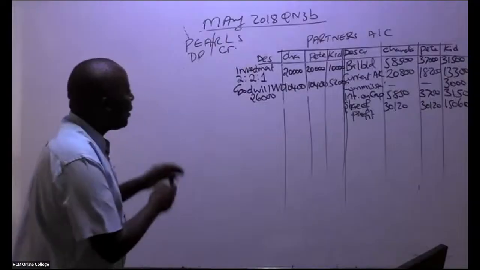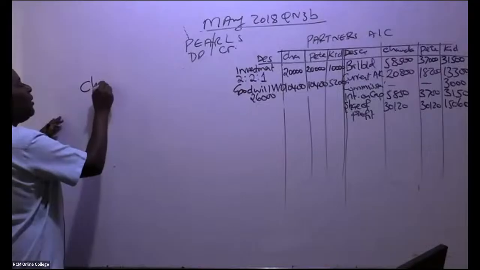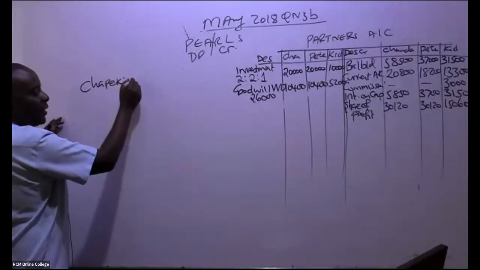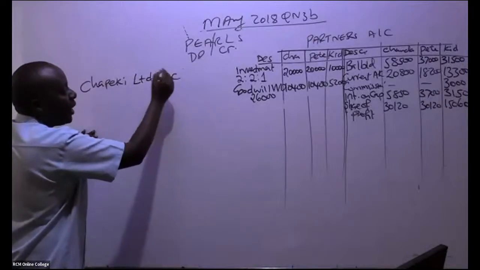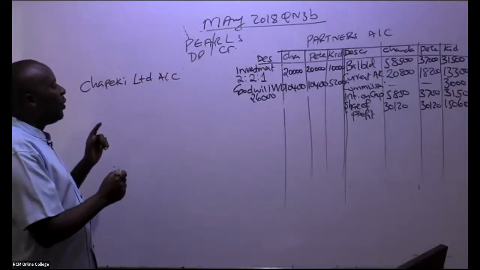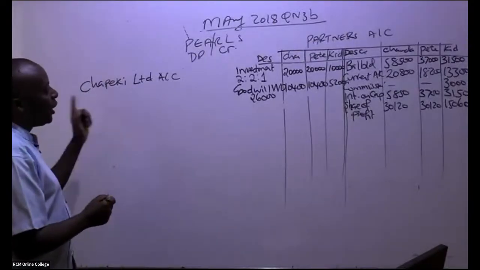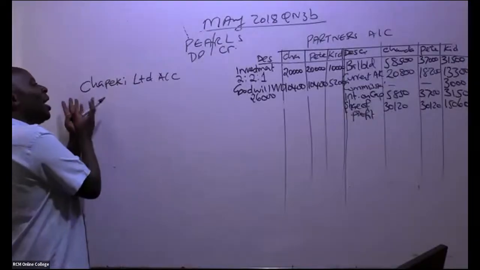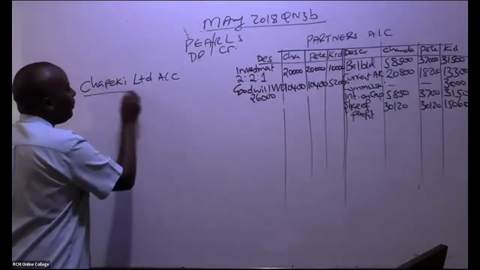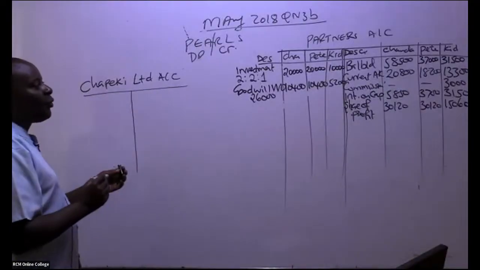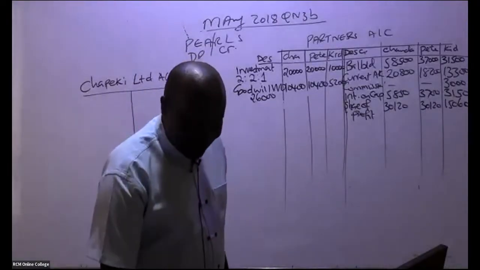So remember, now in the partner's account, we will have the client's name, Chapeki Limited's account. That's still number one. Remember, they want us to do three things: realization, partner's account, and the Chapeki Limited's account. Chapeki is the buyer, the one taking over our assets. So I'll be able to have this account. I hope you guys are ticking things.